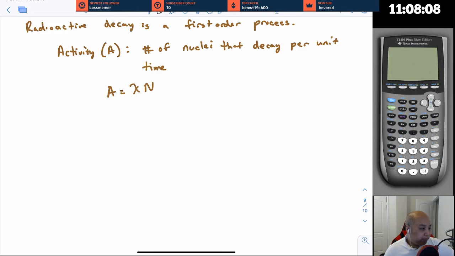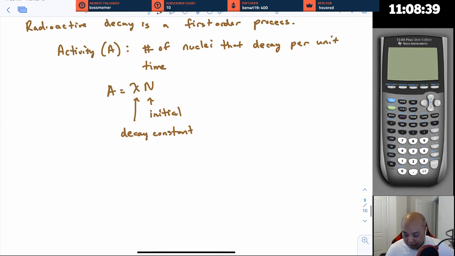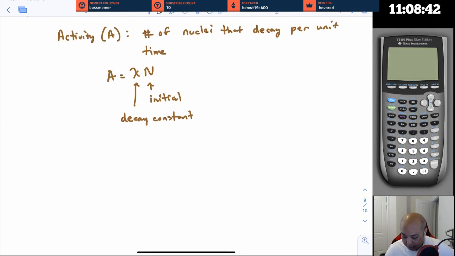It's really not talking too much about this, but N is the initial. Okay. And so then you can figure out how many are decaying per unit time, and this is your decay constant, that lambda before. So if you think about it, that makes sense because your number of nuclei is like, oh, Mofei question. So activity is essentially your rate.